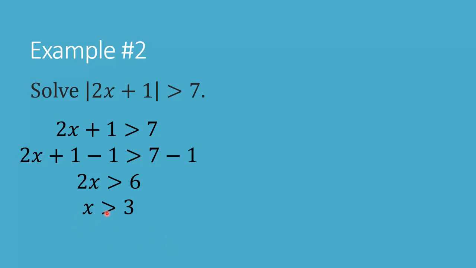So now we have x is greater than 3. So any number larger than 3 will satisfy this equation. But now we need to look at what if we picked a number that was smaller than -7.